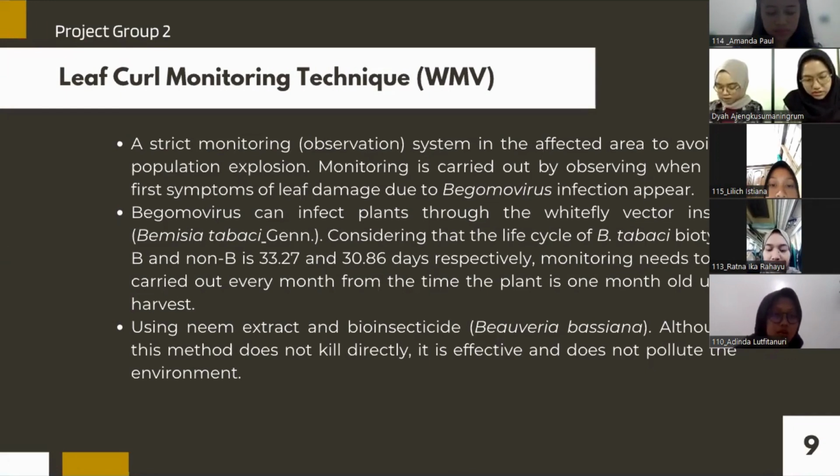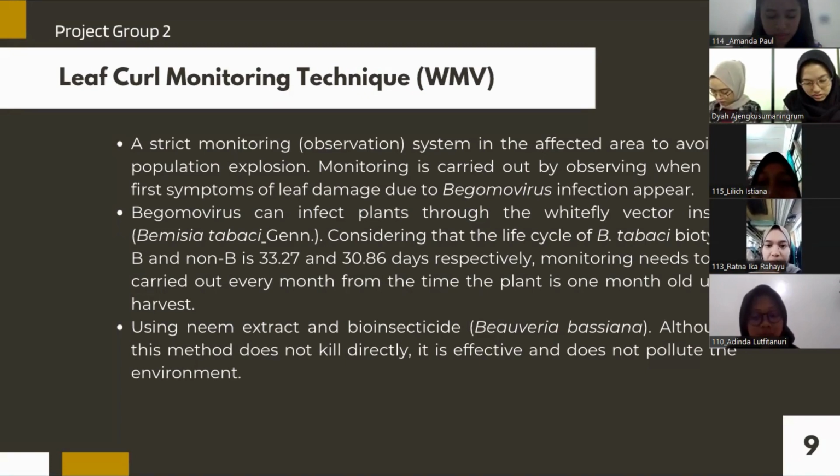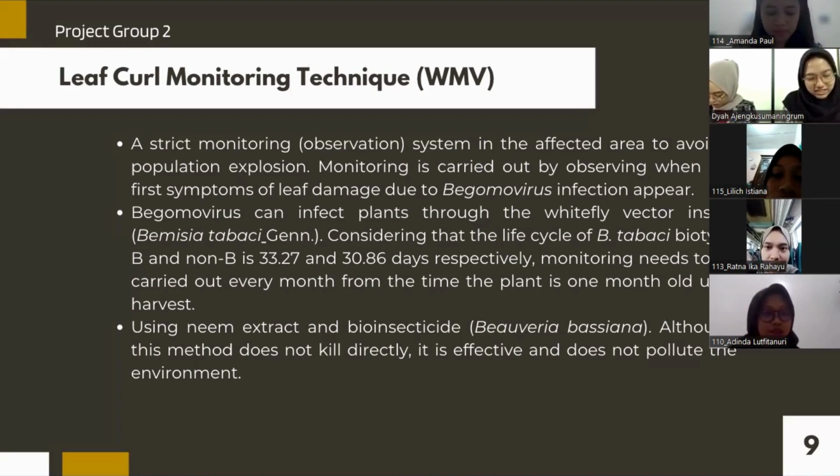Okay, I want to explain leaf monitoring technique or WMV. We know that monitoring is a process of collection and analyzing information based on indicators that are determined systematically and continuous about an activity or program, so that corrective action can be carried out to improve the activity in the future. Leaf growth monitoring technique.